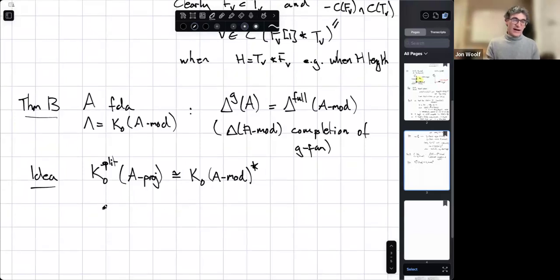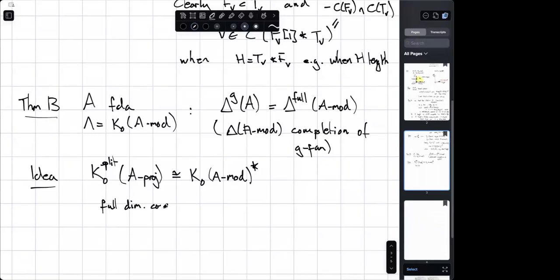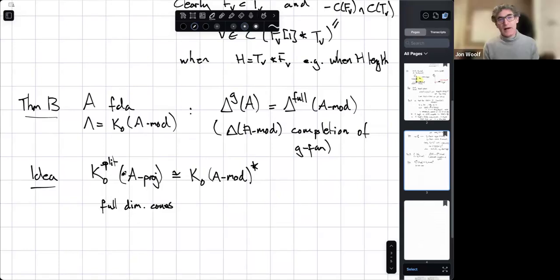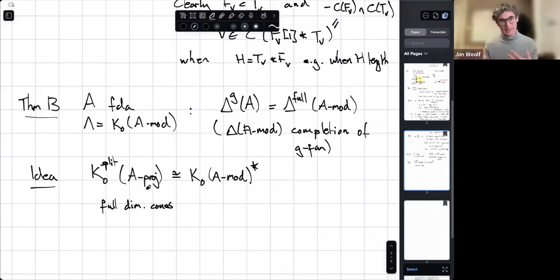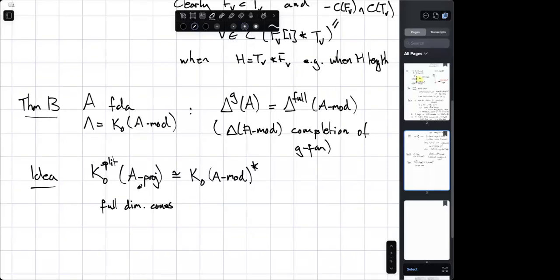And then, by definition, full dimensional cones. Hi, can you please say what this split Grothendieck group is? So it's because we're working with projectives, so short exact sequences are split. So we're doing the same thing that you do for the Grothendieck group. It's just in this context, we have an exact category, and we're looking at split things.